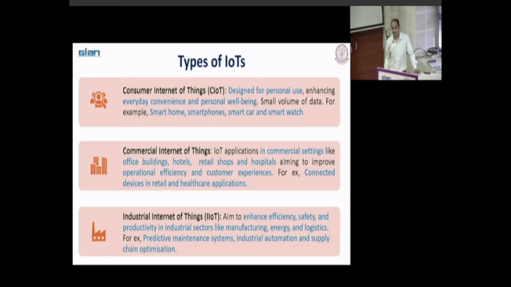Next one is the commercial internet of things. Now personal use is done. Obviously, what is next? Expand it. Go to the IoT application in commercial settings like office buildings, hotels, retail shops, hospitals, aiming to improve the performance, operational efficiency, and customer experience. Connected devices in retail and healthcare applications.